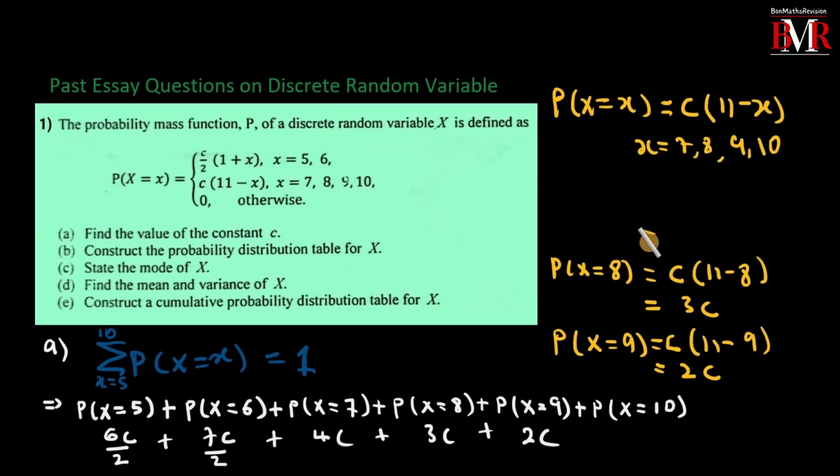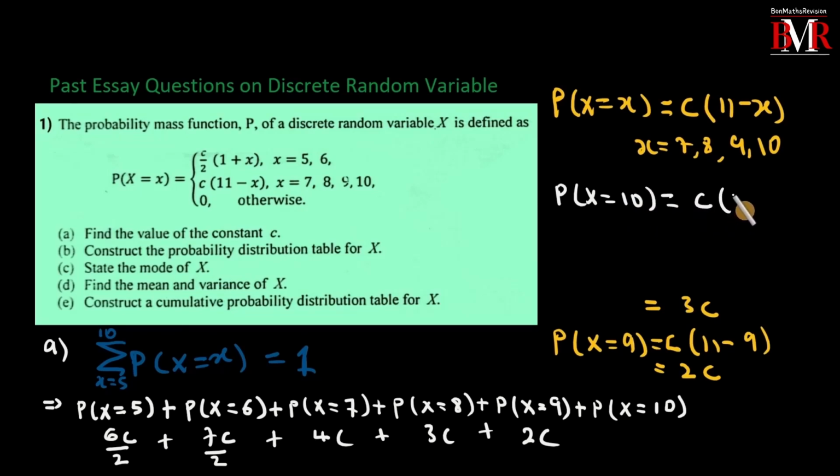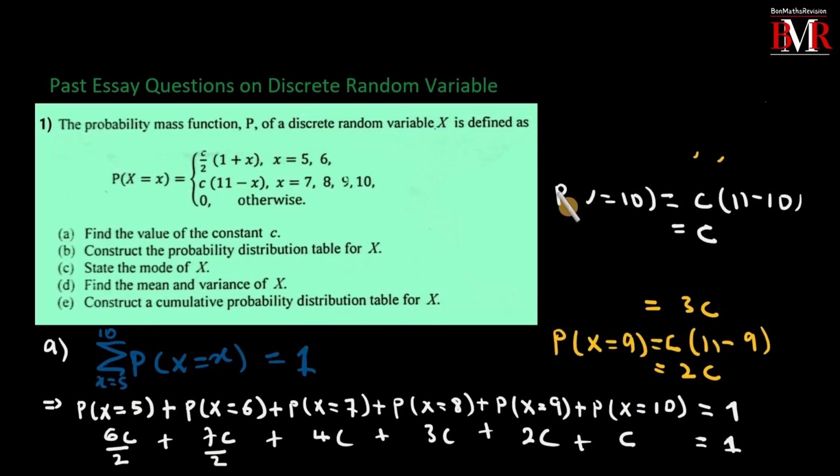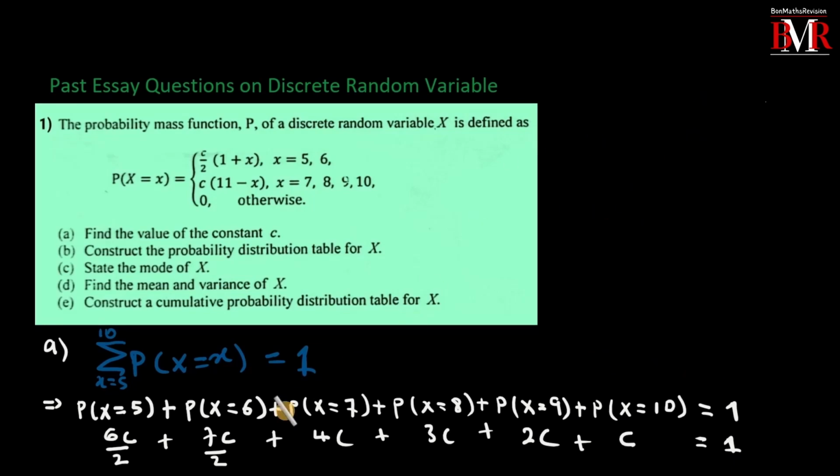Now for the probability of x equals 10, I'll have C into 11 minus 10. 11 minus 10 is 1, so 1 times C is C. So here is C. All this equals 1. So I need to sum all these values and equate to 1.